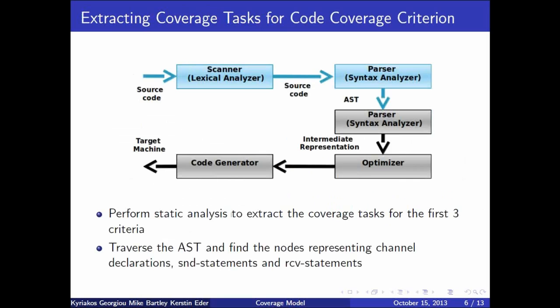Then we propose two methods to extract coverage tasks. The first is based on code coverage criteria, where we extract coverage tasks for send statements, receive statements, and channels. We do that by simply traversing the abstract syntax tree created by the front end of the compiler and extracting all the nodes relevant to those 3 criteria: channel, receive, and send statements. After that, we can form the Cartesian product of send and receive statements on a particular channel to get the synchronization events.